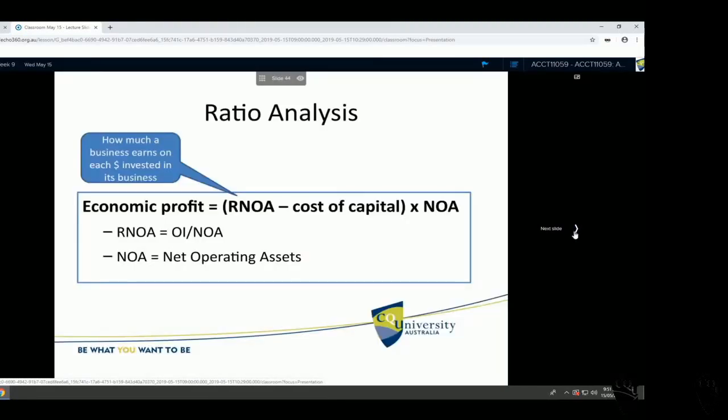So return on net operating assets is how much a business earns on each dollar invested in its business. Ramen Healthcare is earning 14.4% on each dollar invested in its business. It's got billions now. Shareholders only ever invested, I think it's got issued capital of 35 million. That's all they've ever put into it. It's got a market cap of 6 billion now. So it's just over time, consistently performing over lengthy time can build up real wealth.